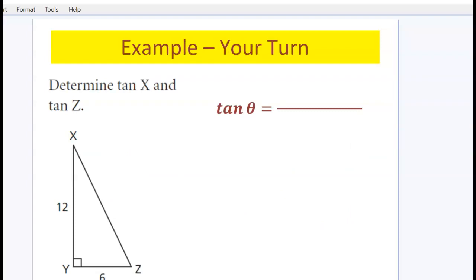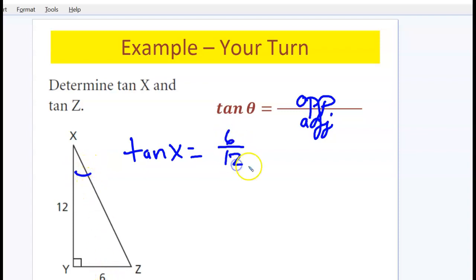Okay, I want you to pause the video and give this one a try. Okay, again, hopefully you've had a chance to solve this question. Again, tangent, remember, is opposite over the adjacent. So to figure out the tan ratio for x, the tan of x, here's angle x, would be opposite, which is 6, divided by 12. To figure out the tan of angle z, it would be opposite, which is 12, divided by the adjacent, which is 6.